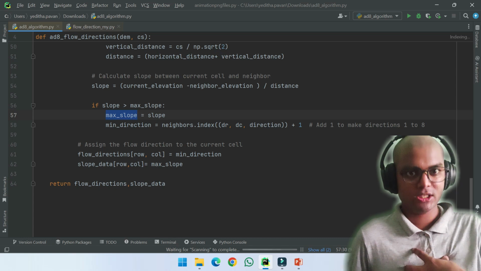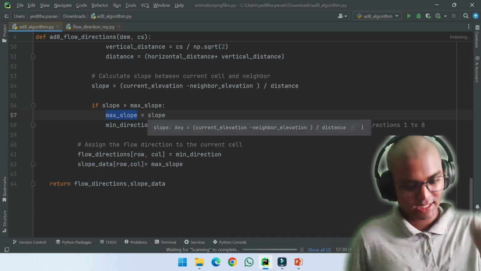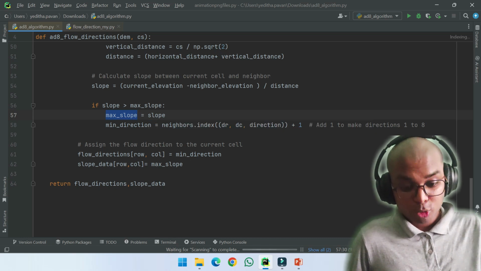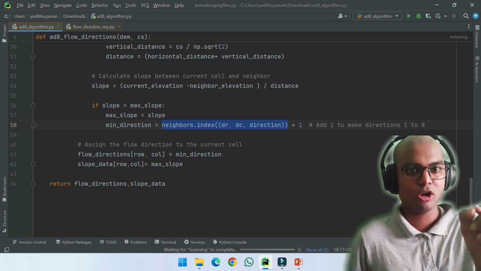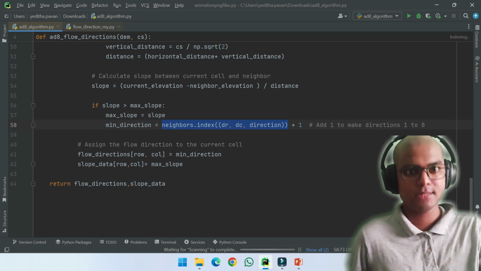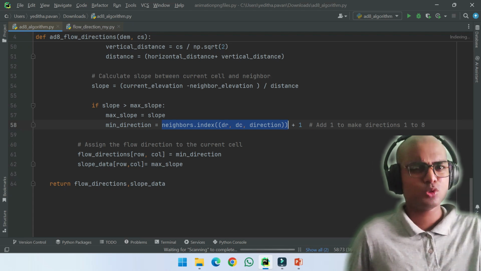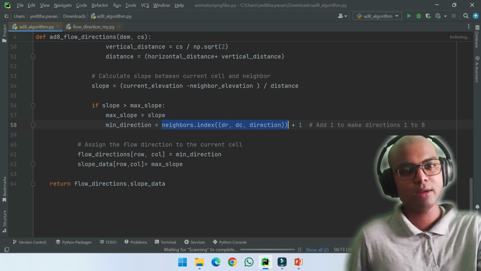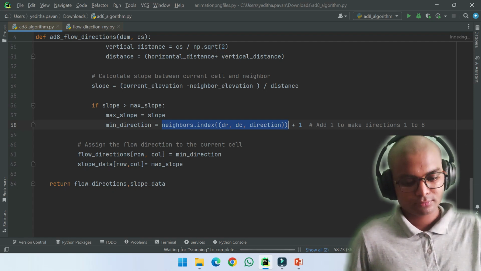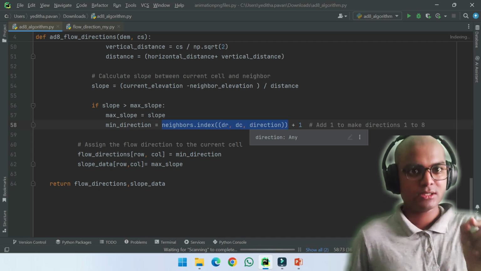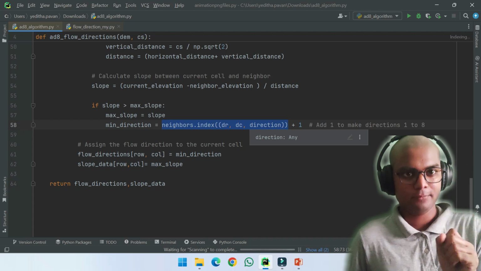So for the first direction, our maximum slope will be whatever the slope we are getting for each direction. So I'm saving that direction and putting it into a neighboring index. I'm saying for this row, this column, the direction of that cell is, generally it starts from 0 in Python, so I'm adding it as 1 because I want to represent east as 1, the remaining so on and so forth. So if my first slope value is greater than default value, it will save as 1.